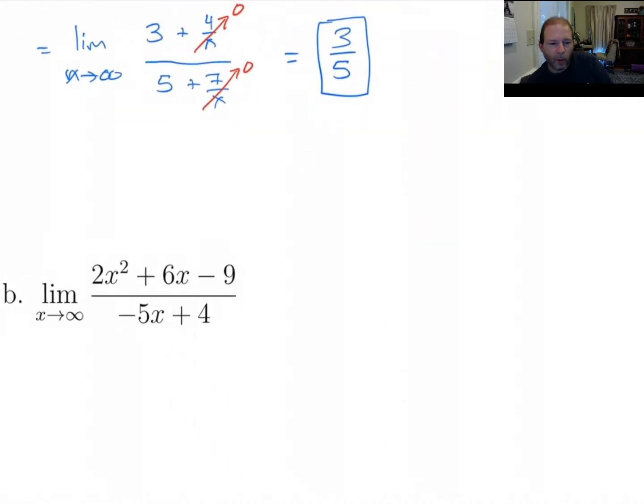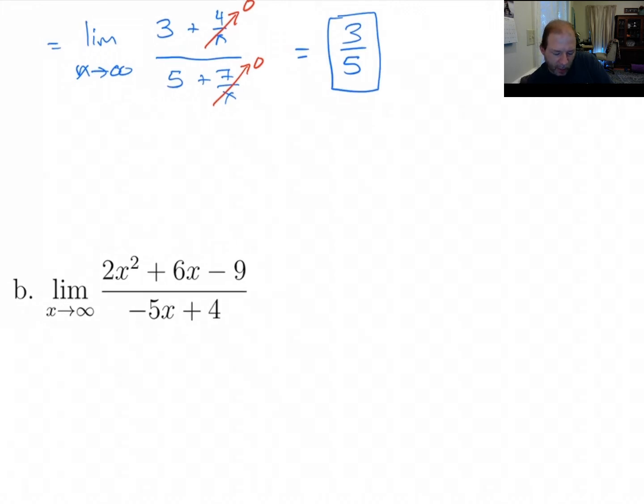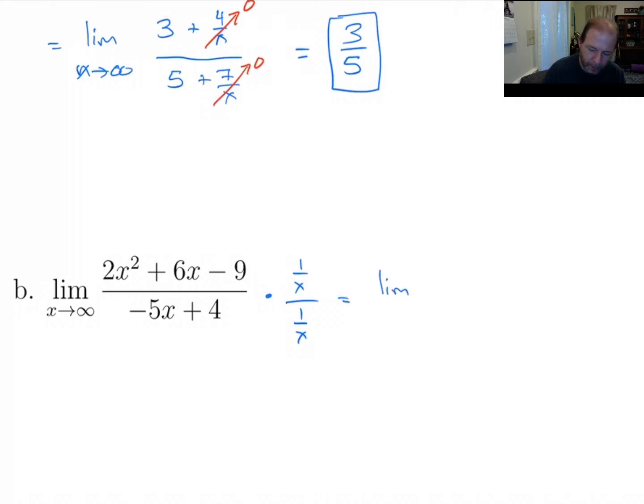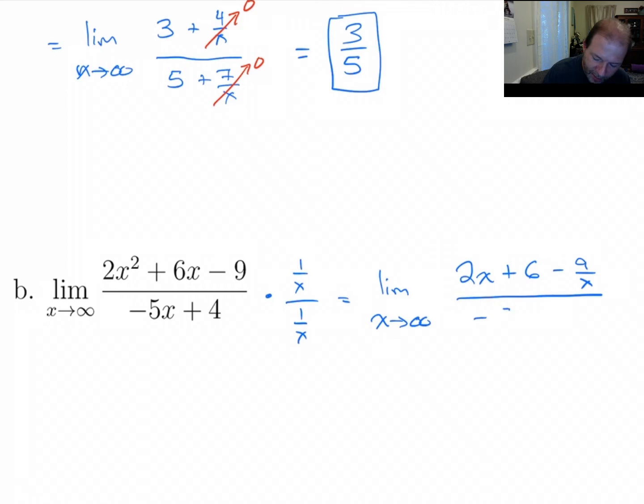Let's do one more of these the formal way. For this example B, if I wanted to do it formally, I would multiply the top and bottom again by 1 over x. Now I'm going to distribute that across here. So the 1 over x gets multiplied by each of these guys. But instead of rewriting it all, I'm just going to go through and divide it out. 2x squared times 1 over x is 2x plus 6 minus 9 over x. And downstairs we get minus 5 plus 4 over x.